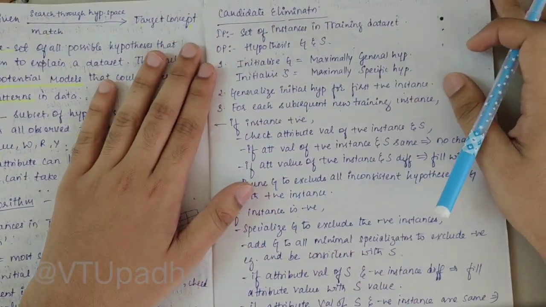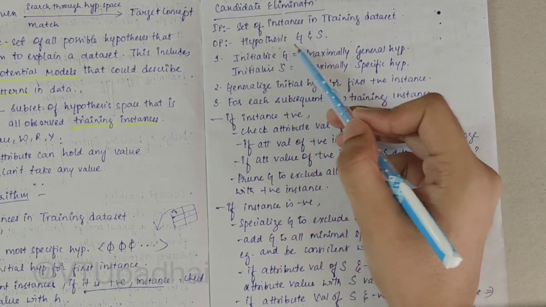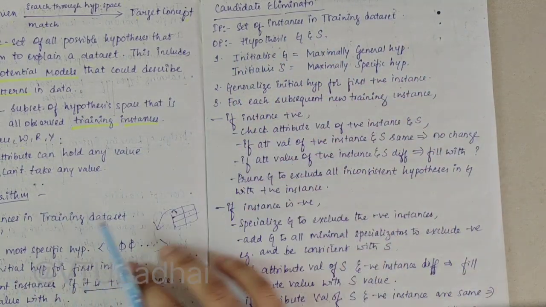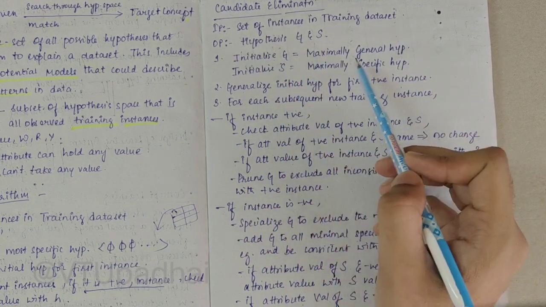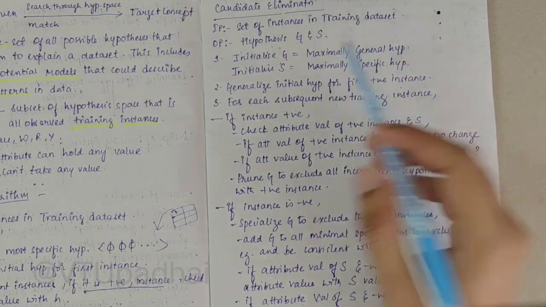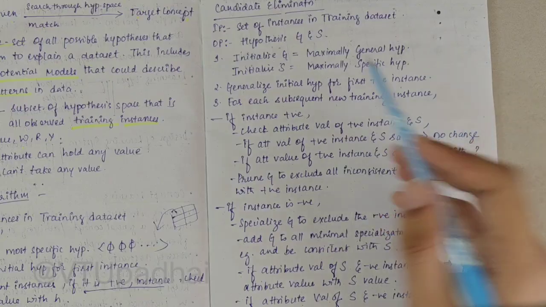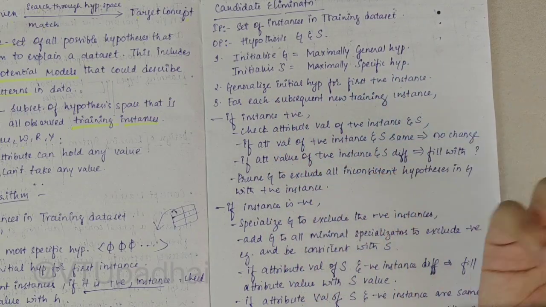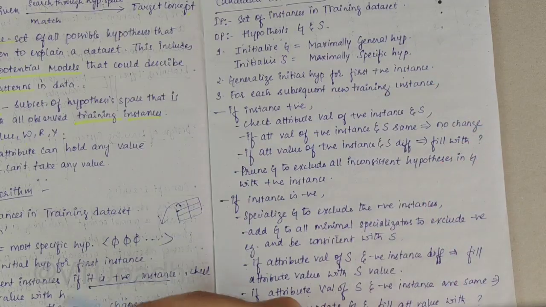And next we have the candidate elimination. In this, the input is the set of instances in the training data set, and the output is the hypotheses G and S. Here, previously in Find-S we had only H, whereas here we have G and S. G is the most general hypothesis and S is the most specific hypothesis. So initialize G to the maximally general hypothesis and initialize S to the maximally specific hypothesis firstly, and then we generate the initial hypothesis for the first instance, like how we have done there.